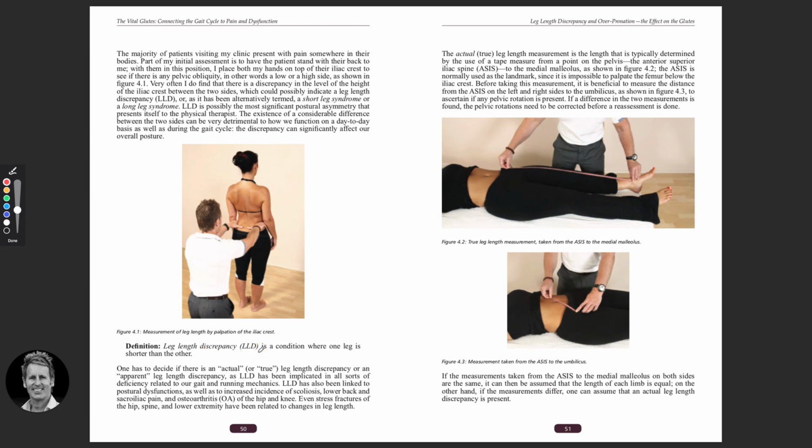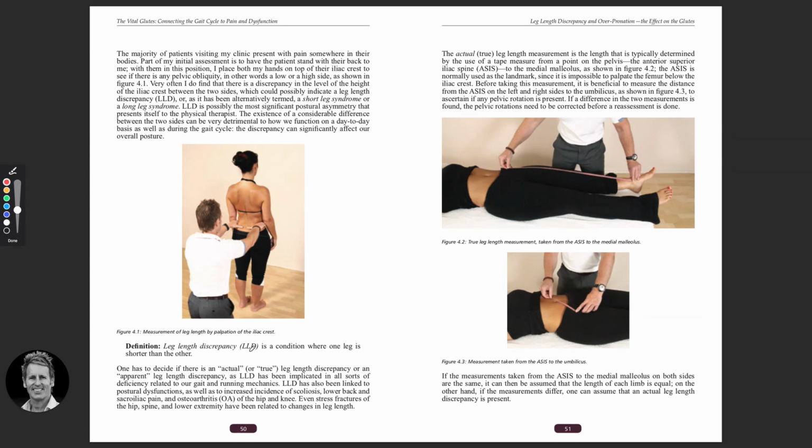Imagine you are seeing a patient. One of the first things I do is look at the position of the pelvis. It does not matter if they present with shoulder pain, neck pain, knee pain, foot pain. I tend to look at the pelvis to see if they are level. And if they are not, then maybe they have a leg length discrepancy. They might not, okay?